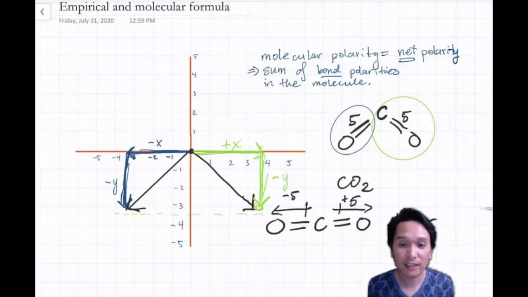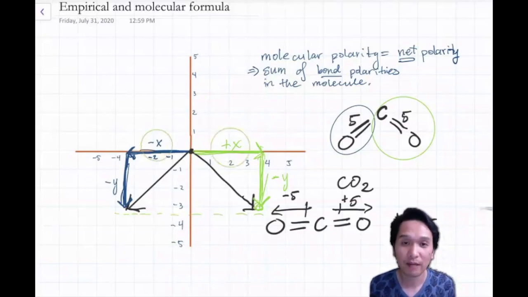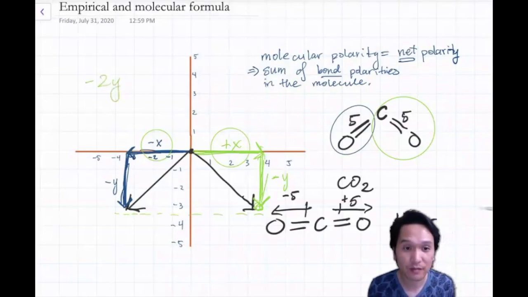Okay, now let's sum up those vectors. You've got negative x and positive x. What happens to them? They cancel out. That's negative x plus x is 0. What else do you have? You have negative y plus negative y, which is negative 2y. Okay, so is this 0? No, it is not 0.